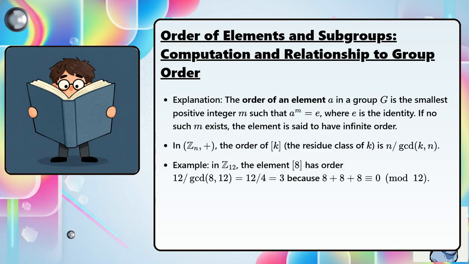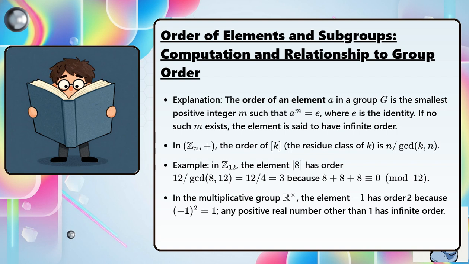For example, in Z12, the element 8 has order 12 divided by the greatest common divisor of 8 and 12, which equals 12 divided by 4 equals 3, because 8 plus 8 plus 8 is congruent to 0 modulo 12. In the multiplicative group of non-zero real numbers, the element negative 1 has order 2 because negative 1 squared equals 1. Any positive real number other than 1 has infinite order.